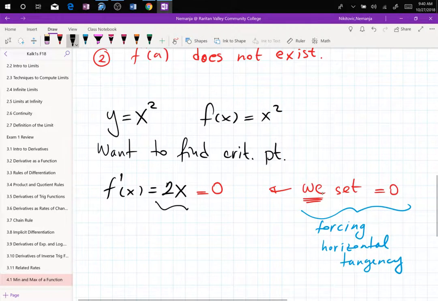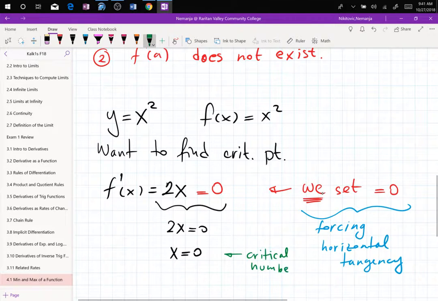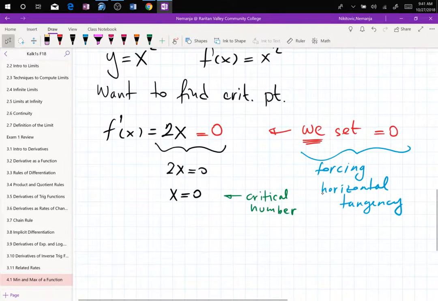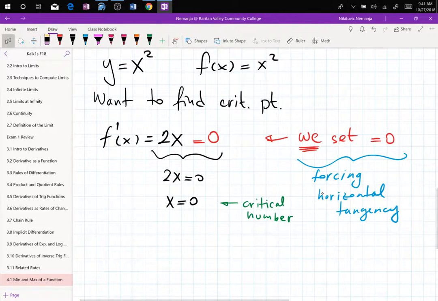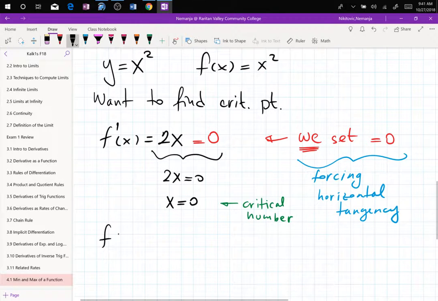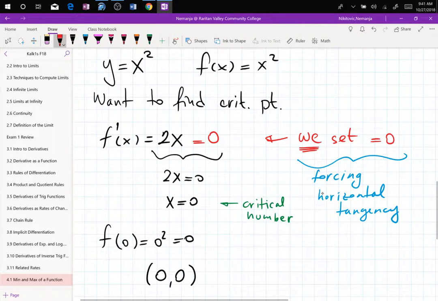Well, what do I have here? I have a very simple algebraic equation to solve. I have 2x equals 0, from where x is equal to 0. The x-coordinate of a critical point is called a critical number. Critical points have x comma y. So now I will calculate the y value as f of 0 is equal to 0 squared, which is 0. So now I have 0, 0, and that is the critical point.